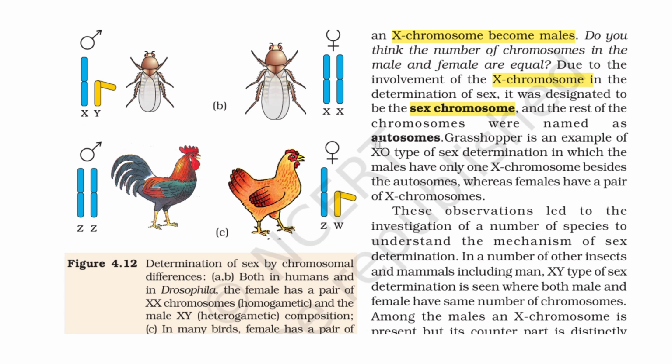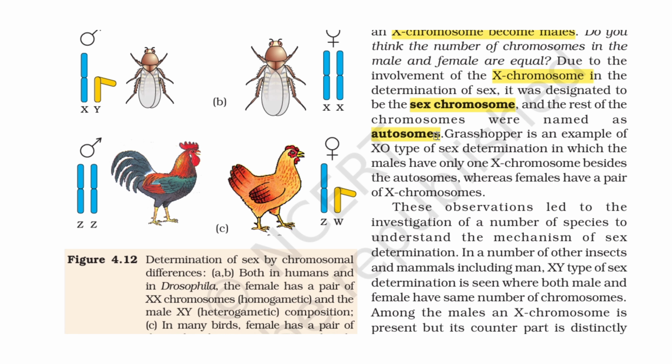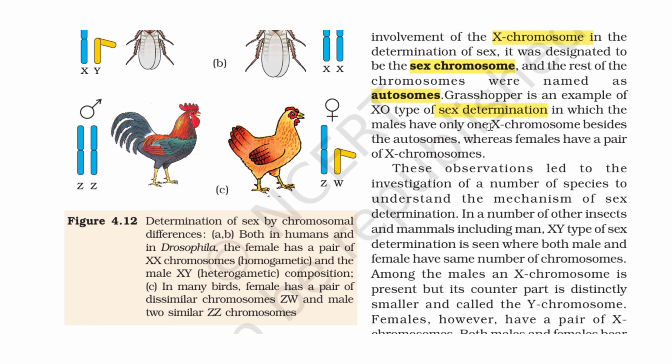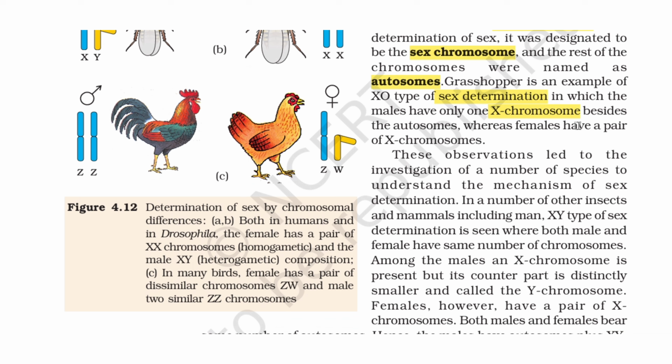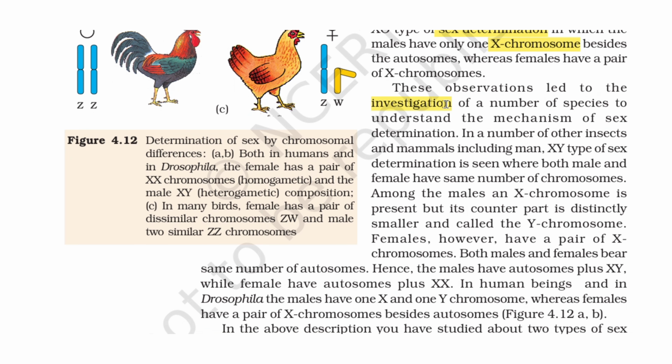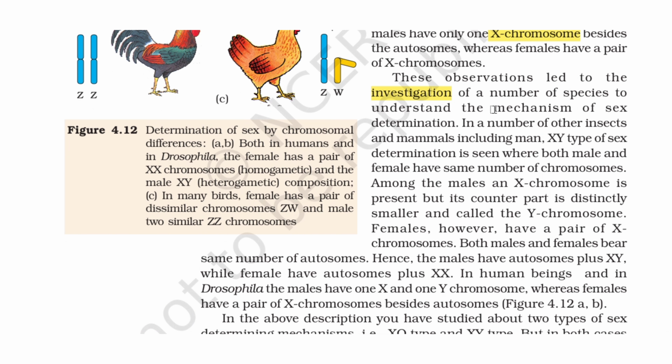Grasshopper is an example of XO type of sex determination in which the males have only one X chromosome besides the autosomes, whereas females have a pair of X chromosomes. These observations led to the investigation of a number of species to understand the mechanism of sex determination.